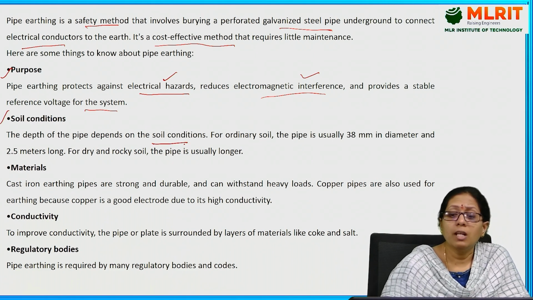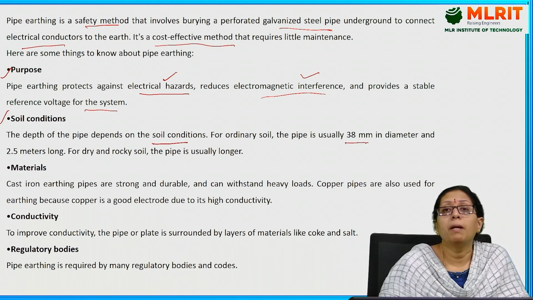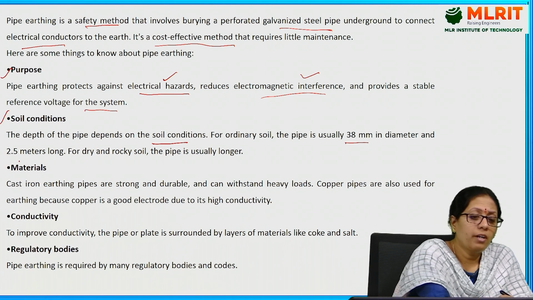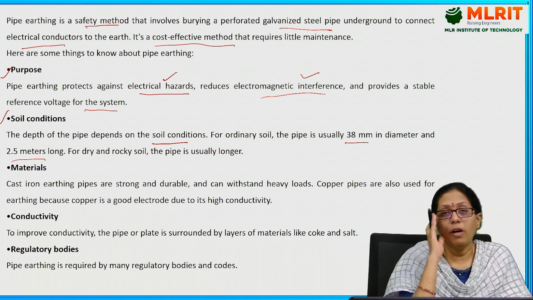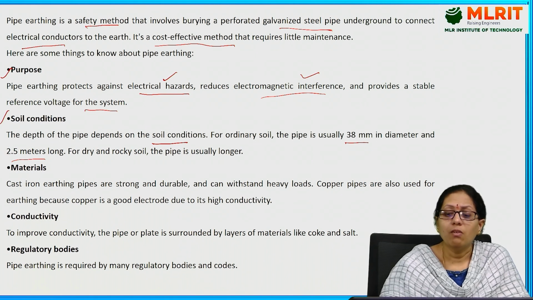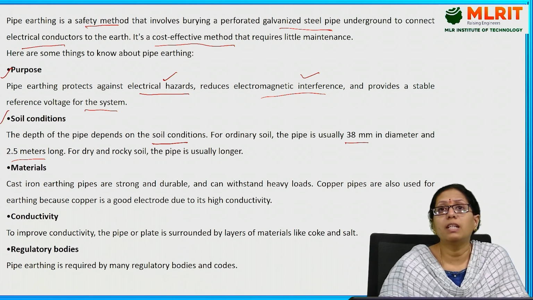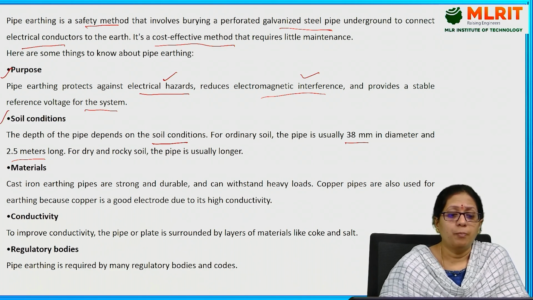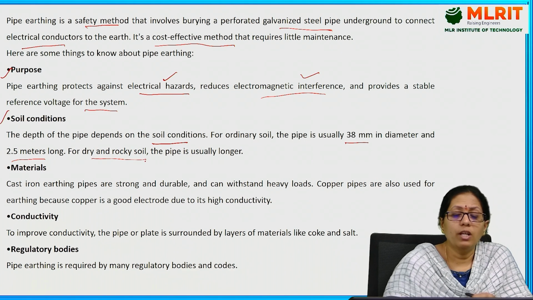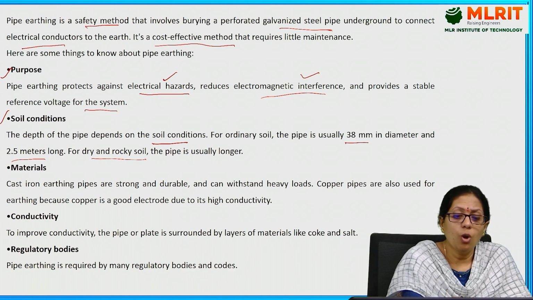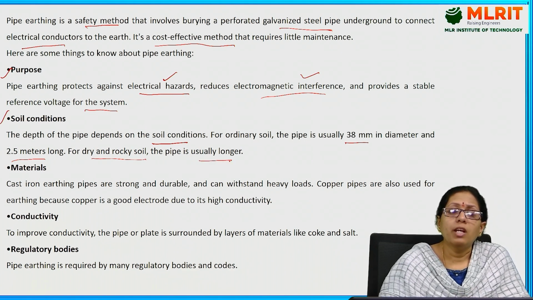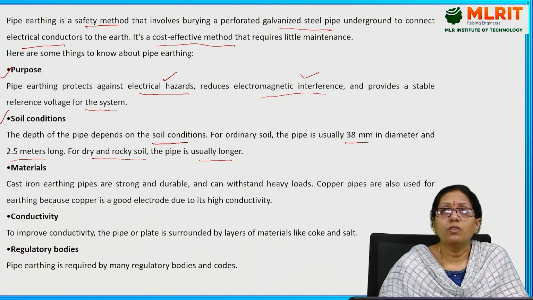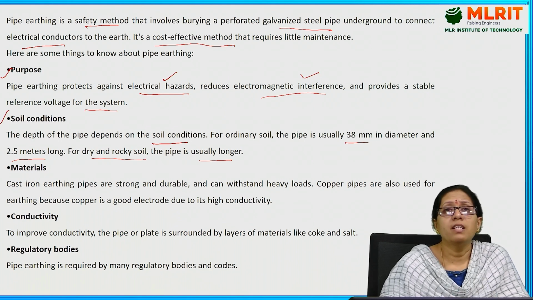For ordinary soil, the pipe is usually 38 mm in diameter and 2.5 to 3 meters long. For dry and rocky soil, the pipe is usually longer. For normal or wet soil, the length of the pipe is less when compared to rocky or dry soil.